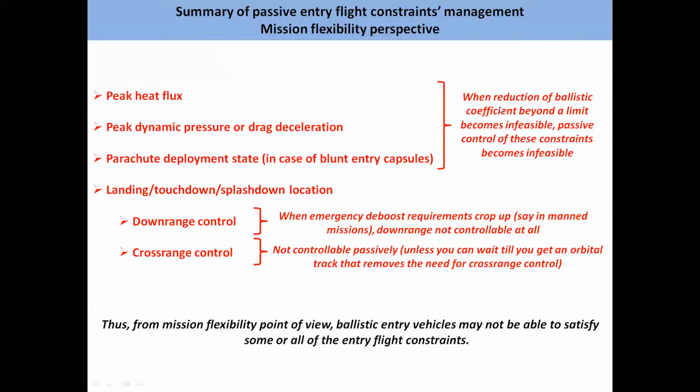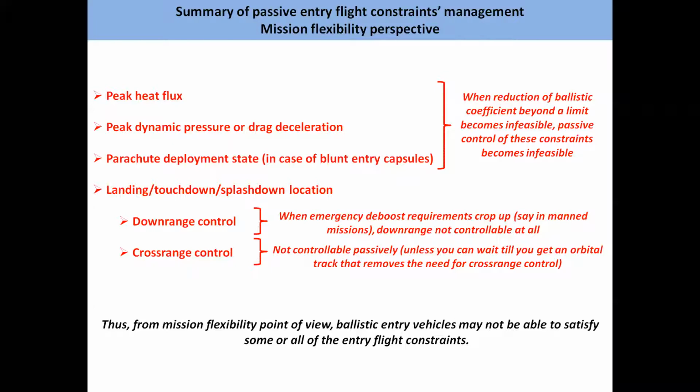Say you need to bring a certain amount of payload and your vehicle cannot have more than a particular amount of drag area due to certain other engineering constraints or launch vehicle constraints. Then none of these vehicle constraints like heat flux, dynamic pressure, or parachute deployment state can be satisfied passively. Similarly, when emergency deboost requirements crop up, like in a manned mission, when, due to an expected solar flare, you're supposed to deboost as quickly as possible, you cannot wait for a time so that you will achieve your required downrange. When that situation comes, again, this passive management won't help.